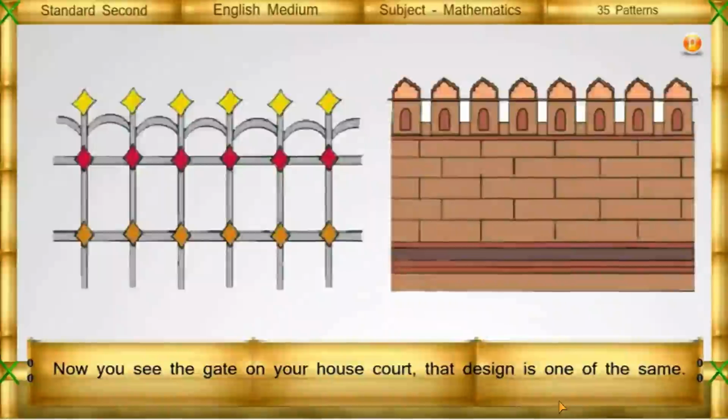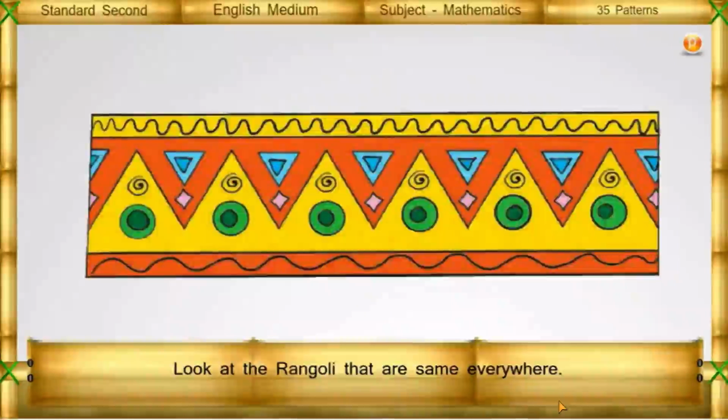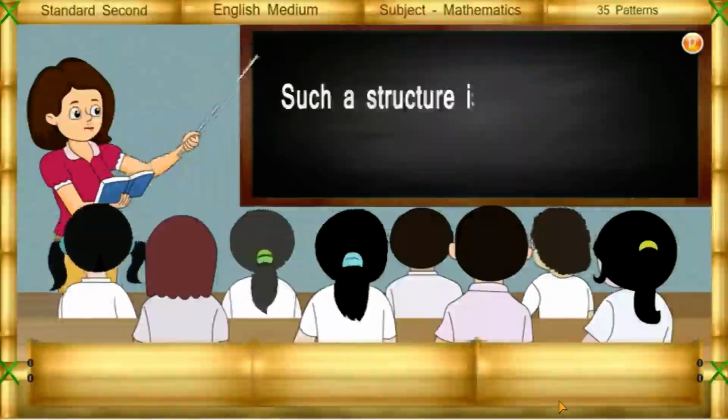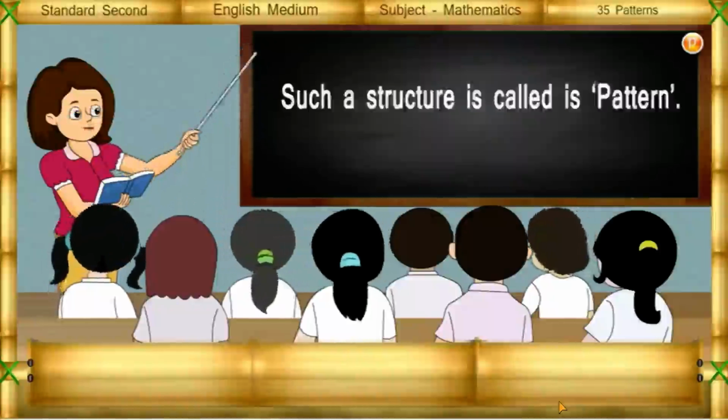Now you see the gate on your house. That design is one of the same. Look at the rangoli that are same everywhere. Such a structure is called a pattern.